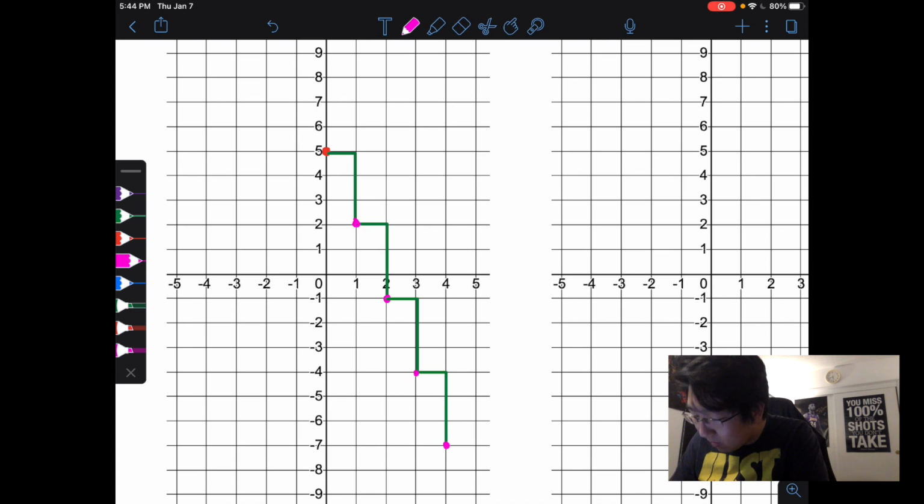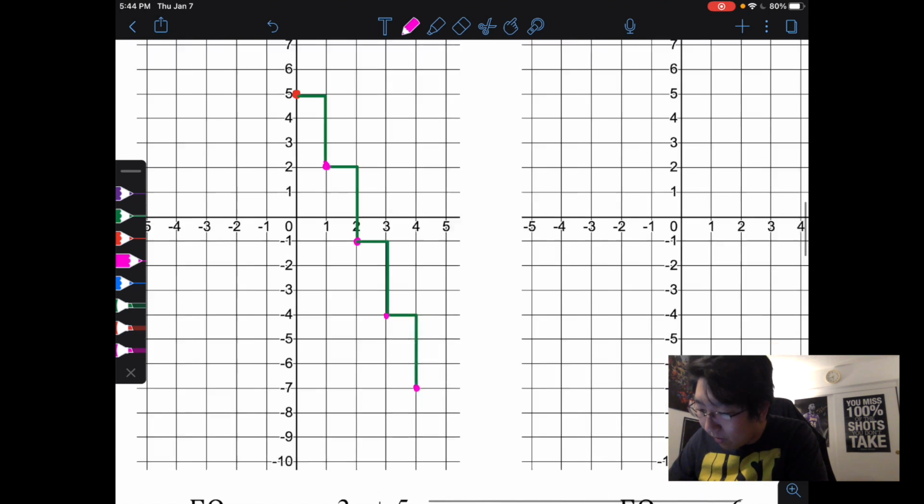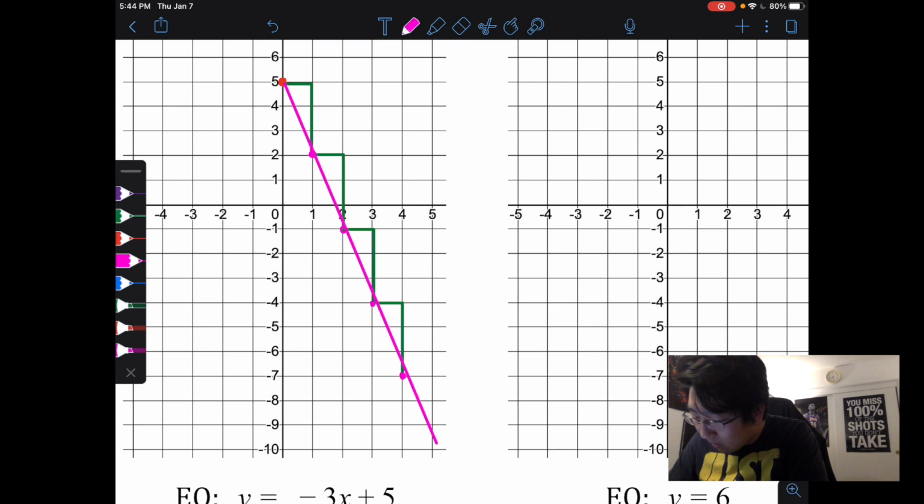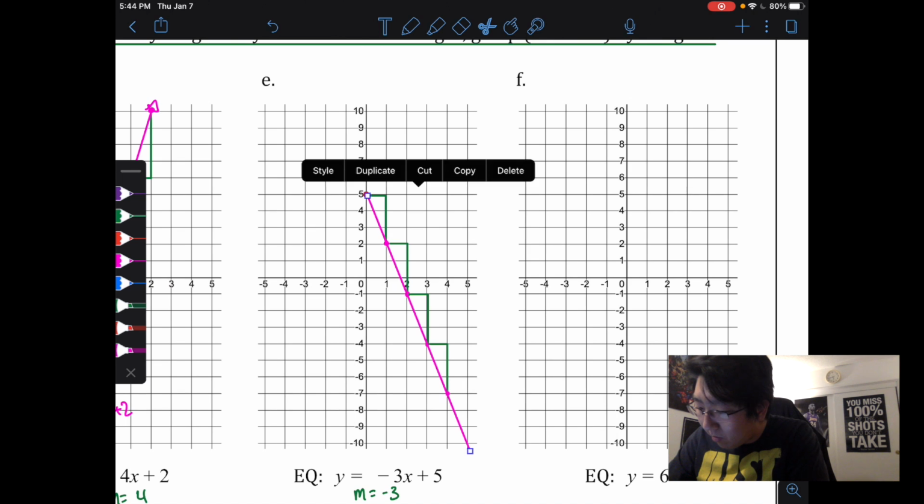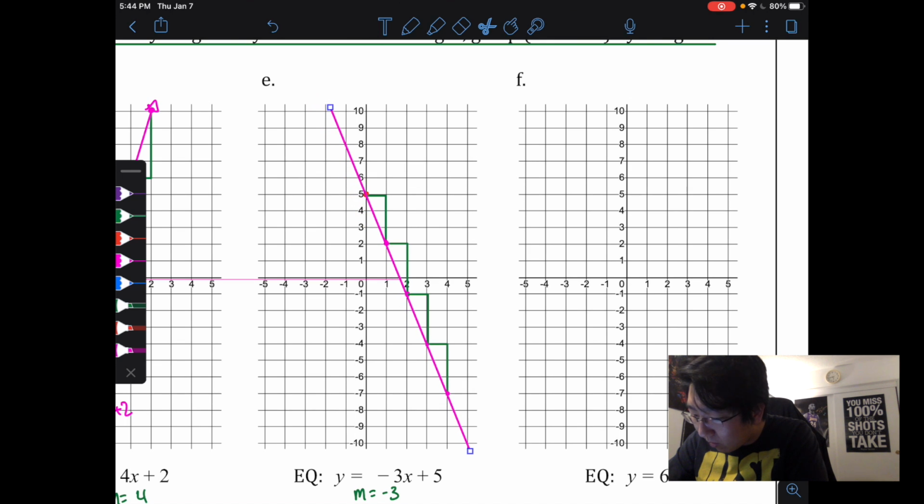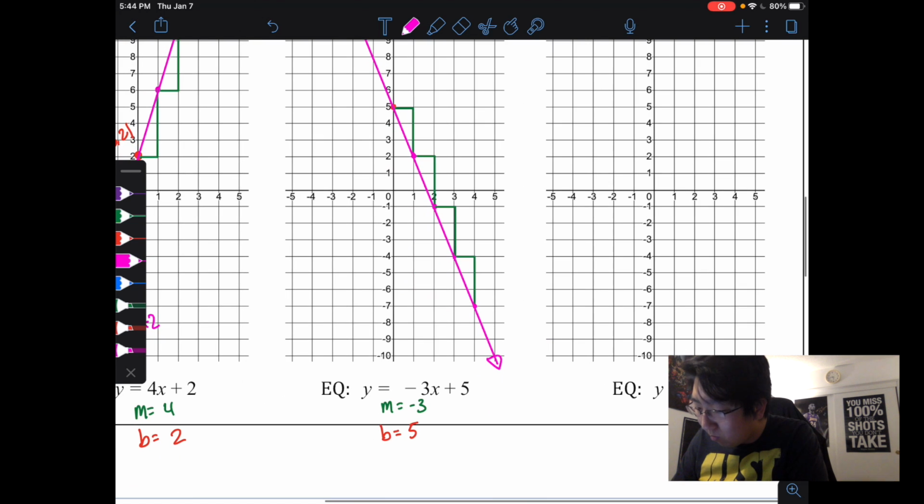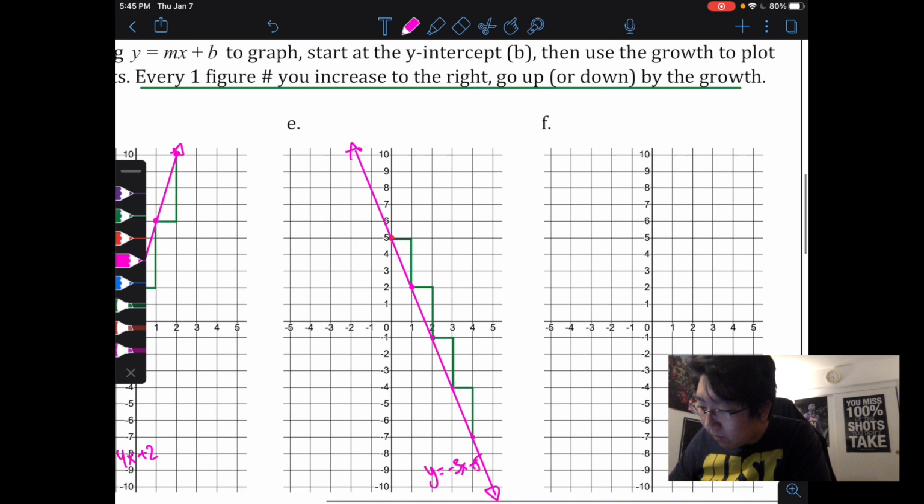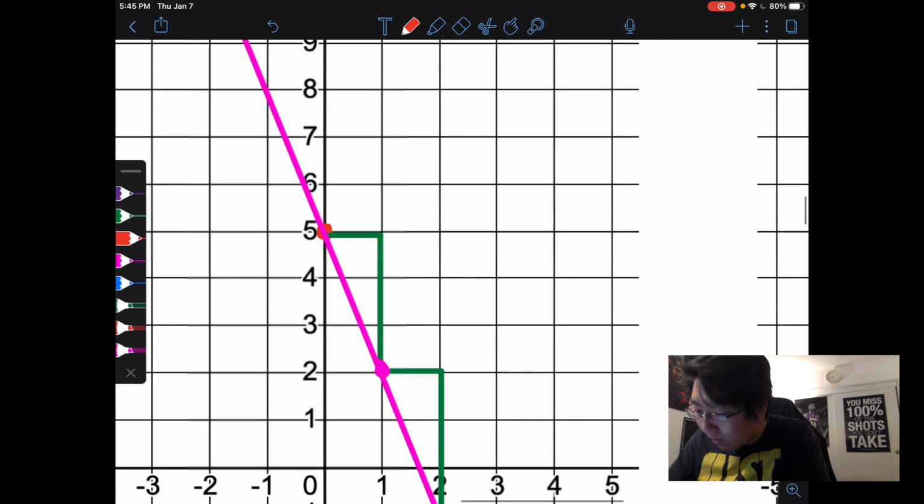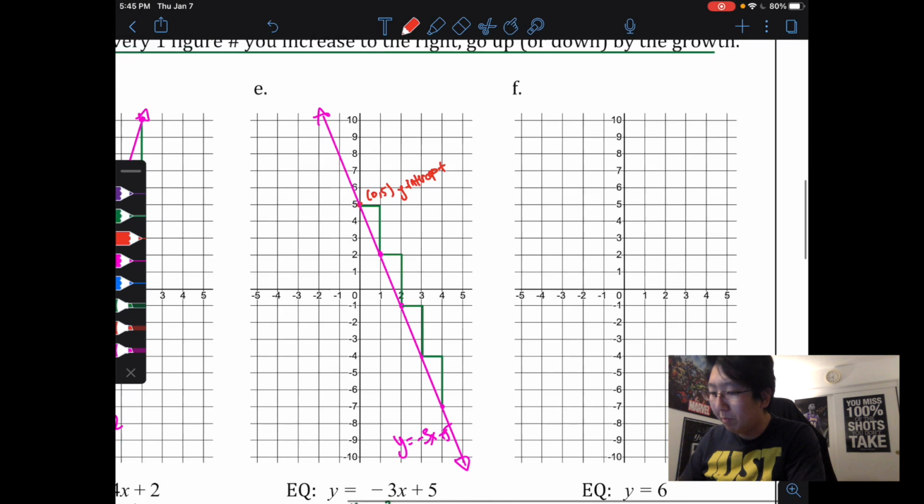Plot my points. Draw my line. I think I lost it. Yep. Draw my line. Extend it to the other side. Make sure it goes through all the points. Draw my arrows, and my equation is y equals negative 3x plus 5. And my y-intercept here was 0, 5. Y-intercept. Okay. Last one.